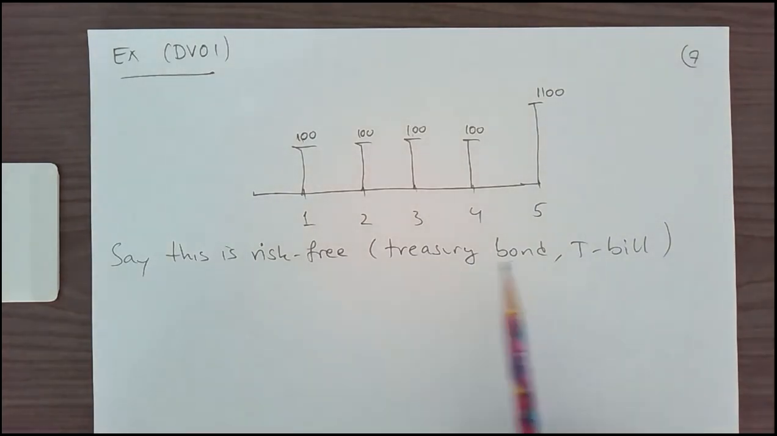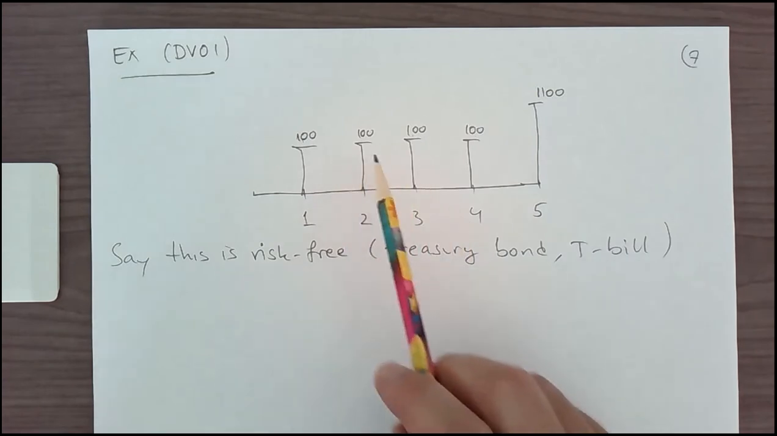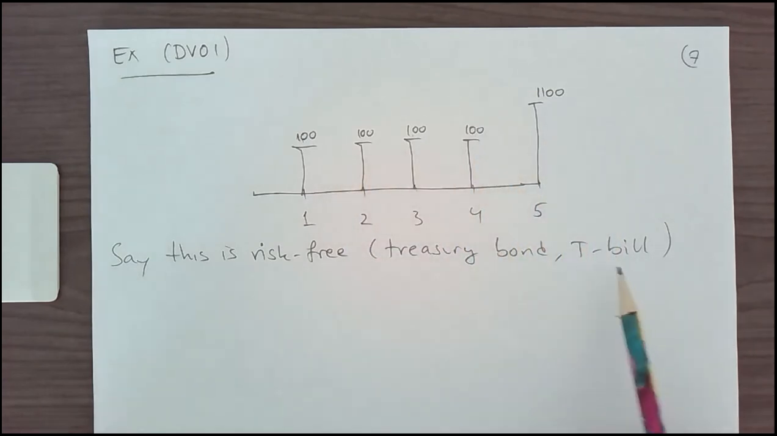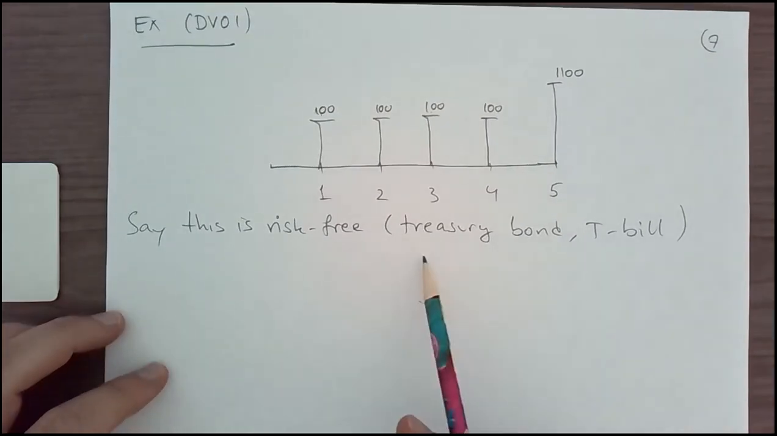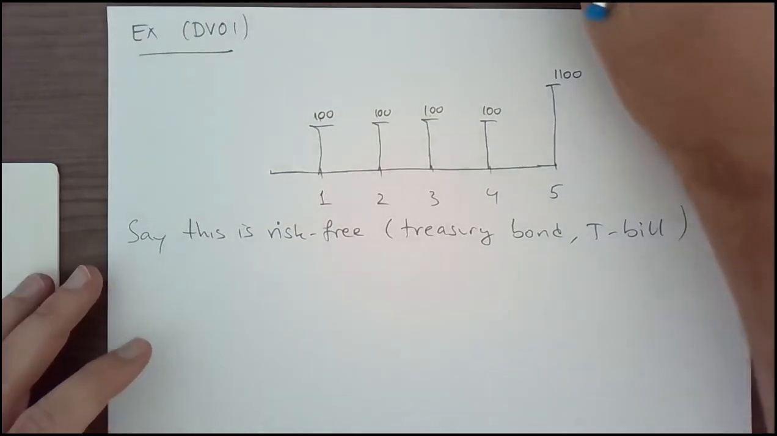And so when we talk about risk-free bonds, that means that we're not afraid that these payments here might actually not come. And so we're thinking about those as being T-bills, because we are thinking about the Treasury as not going to default.